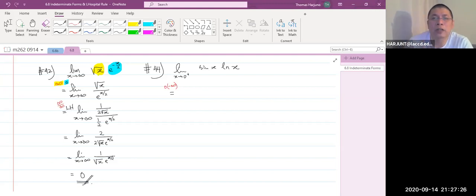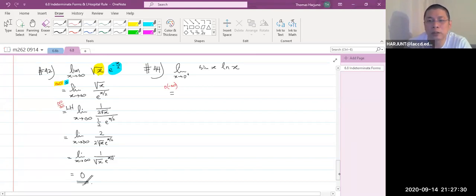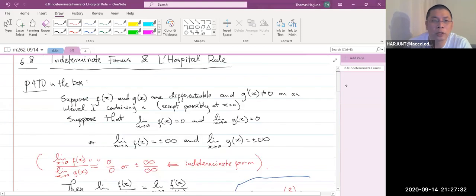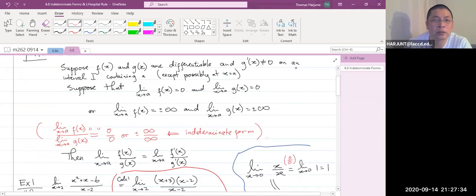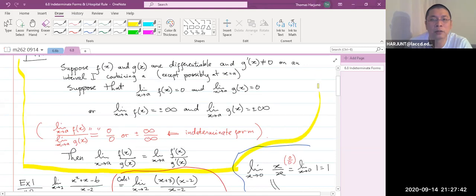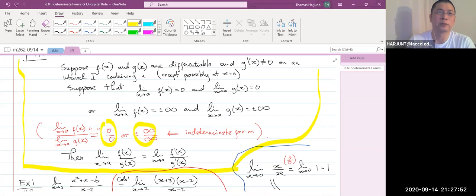Okay, because the starting point of L'Hopital rule, if we look back to the theory, is this. This is the starting point. It starts from 0 over 0 or infinity over infinity, right? So when we say apply L'Hopital rule, it means it has to be in this form or that form first. Okay, I hope I answered that question.